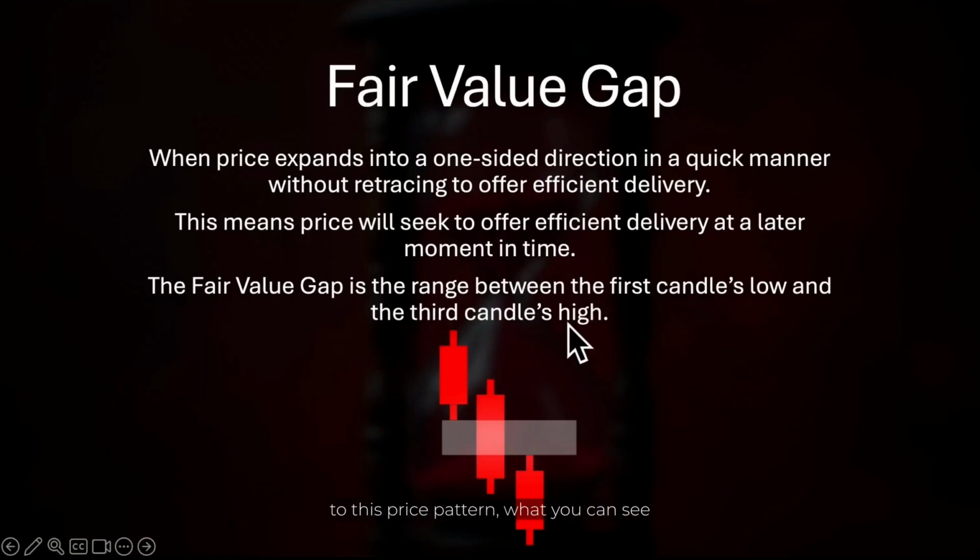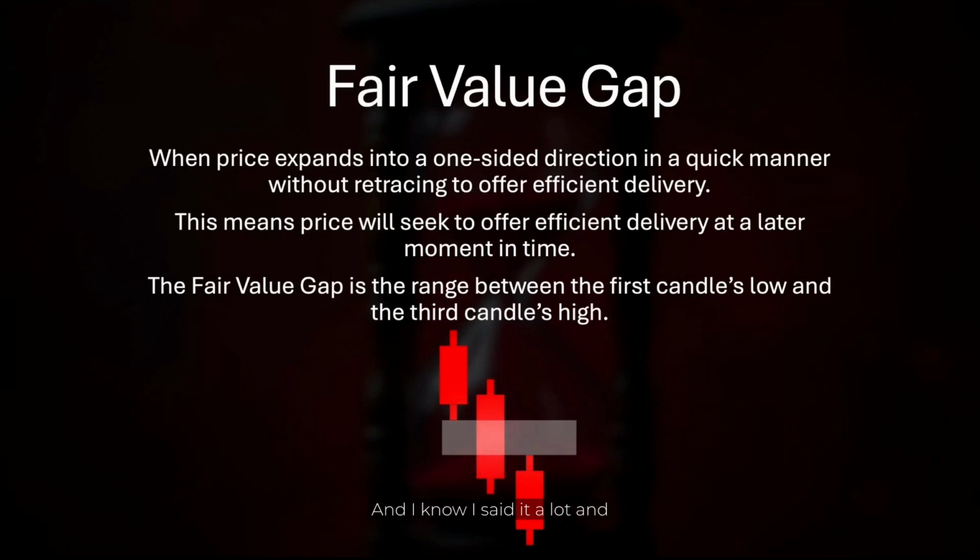Meaning when we pay attention to this price pattern, what you can see is that there's a difference between the first candle's low right here and the third candle's high. Meaning there's a gap right here. There's a lack of buy-side delivery inside of the price range of this middle candle. Meaning if this third candle would have repriced all the way to the low of the first candle, then this price range would have been balanced out. But because that didn't occur, buy-side has to be delivered at a later moment in time to reprice back into that range to deliver efficiently inside the price range.